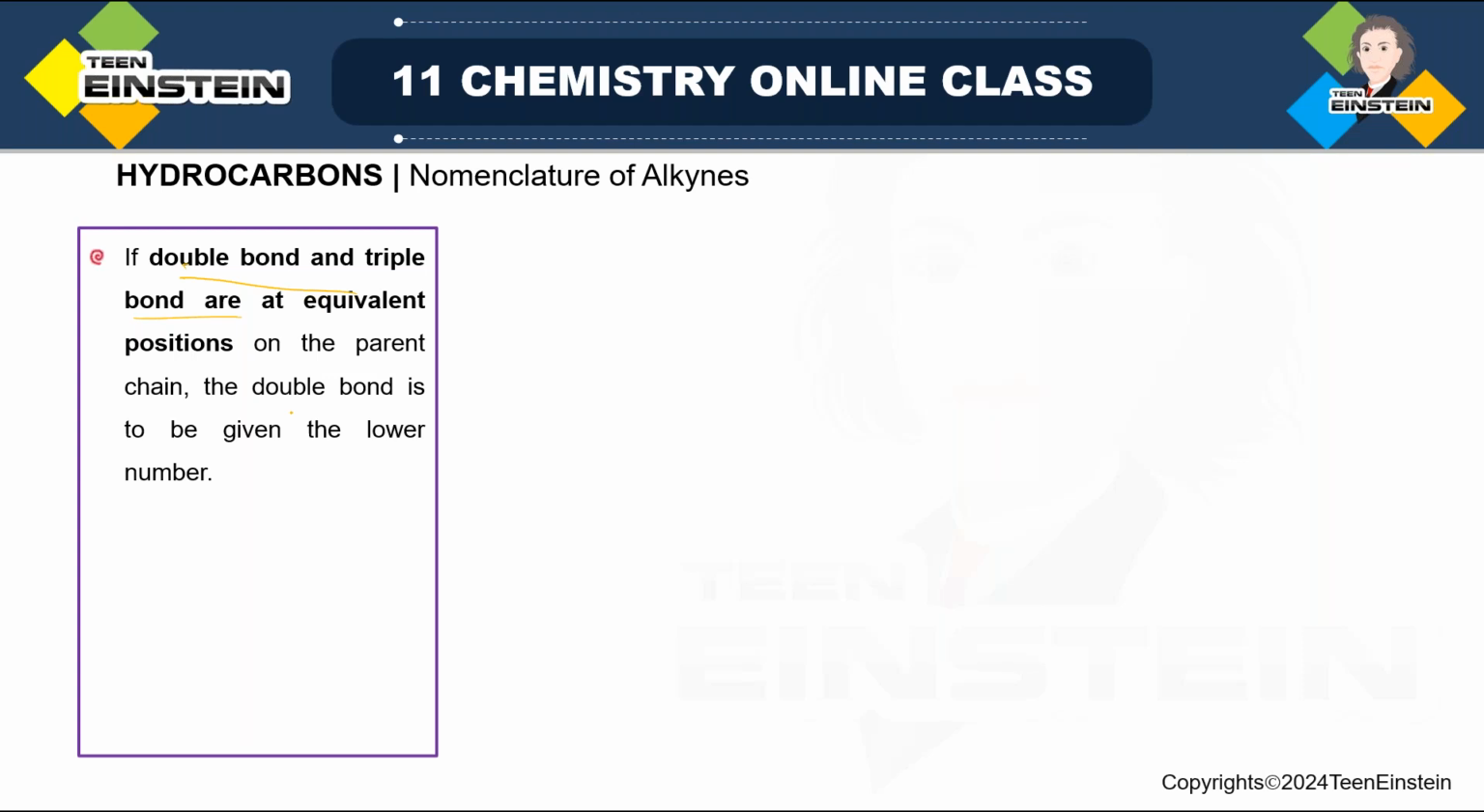When the double bond and triple bond are at equivalent position. Equivalent position means whether you start from the double bond side or the triple bond side, both are having the same number. This is the equivalent position. Then if this is the case, then the double bond should be given the lower number, right? Now, the corresponding example for this situation, number 1.